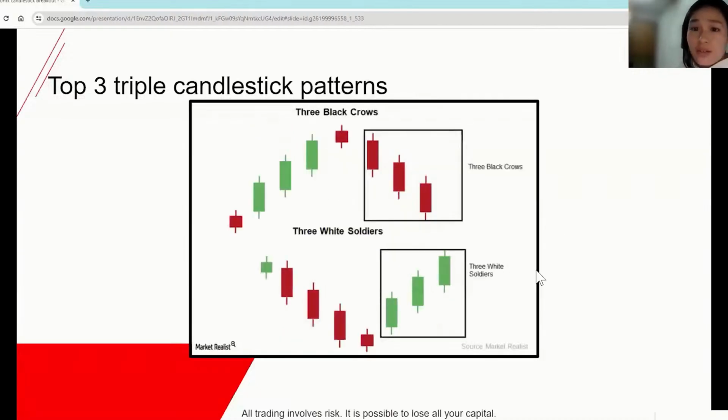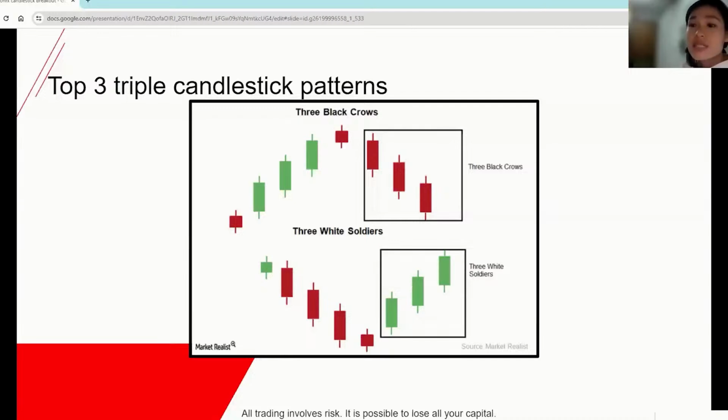Next, we have the 3 black crows and the 3 white soldiers that we saw earlier. These are pretty straightforward. Your 3 black crows basically signify a confirmation of a downtrend with 3 pretty similar candlestick formations, one after the other, moving in a bearish manner. 3 white soldiers would just be the opposite of that. So you would just have 3 of the same bullish candlesticks, one after the other, pretty similar in shape as well. And yeah, basically confirms the strength of the established trend.